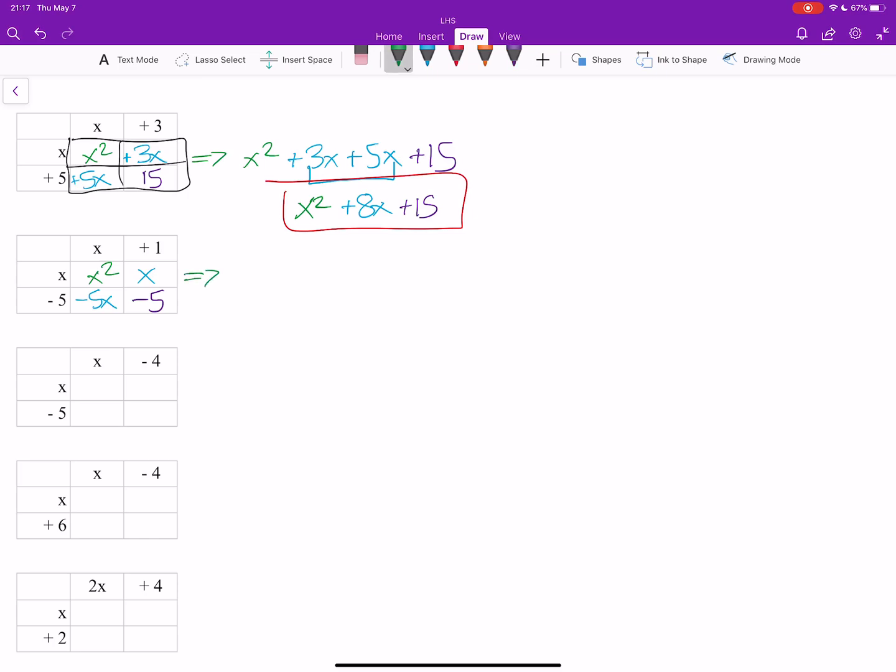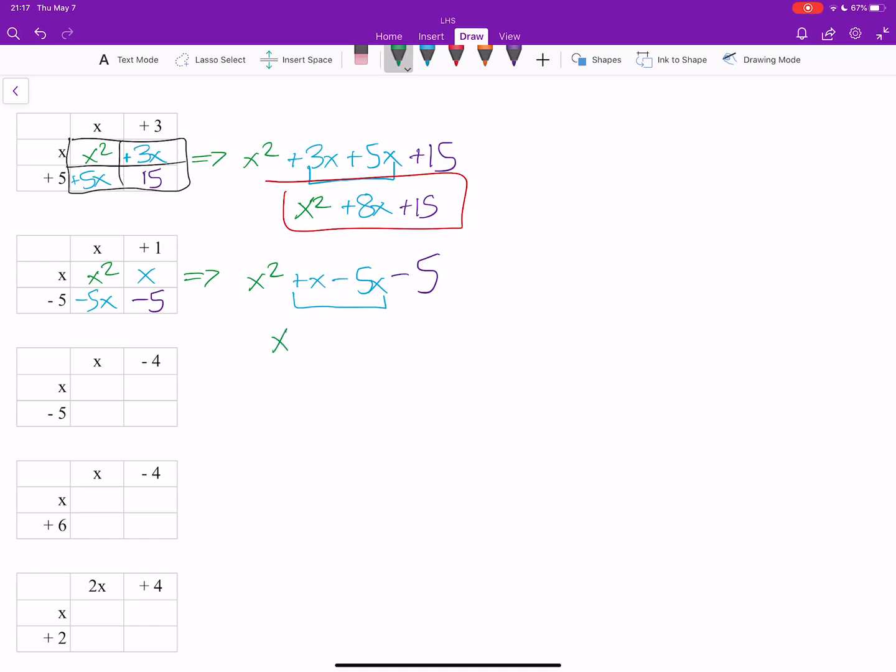Now again, I'm going to take all of those and write them out horizontally here. X squared plus x minus 5x. Notice I wrote the minus sign there because I had subtraction. This one over here was negative, so we can see that. So minus 5x. And then minus 5 at the very end. So a good number of negative signs going on here. Again, I'm going to combine those two in the middle.